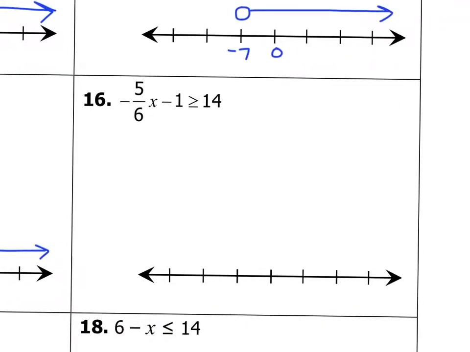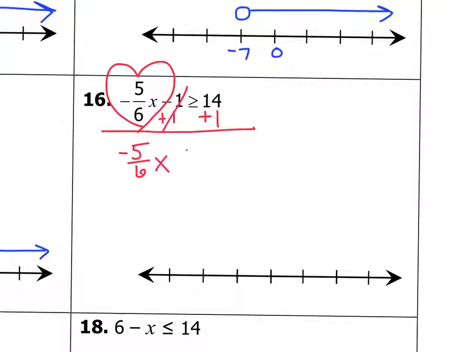Okay, 2 more. Draw your heart. Now on this one, are you going to have to flip it? Yes, because inside of the heart, you've got that negative fraction. So I'm going to add 1 to both sides. So I have negative 5/6 x is greater than or equal to 15. Now I flip it, so I multiply by negative 6/5.